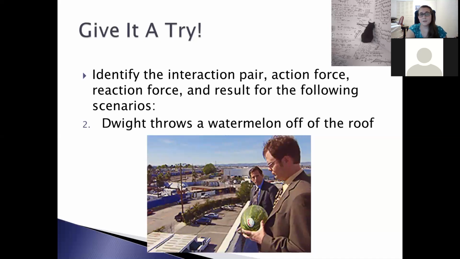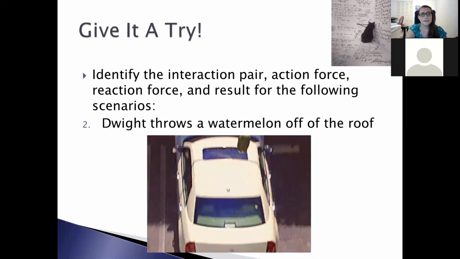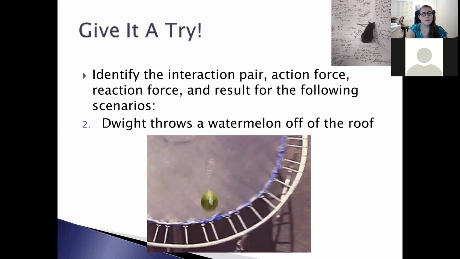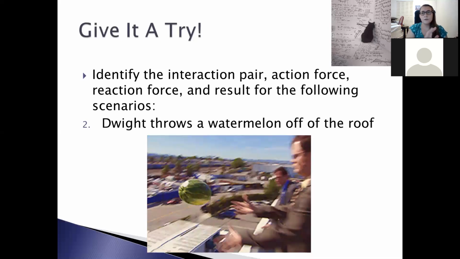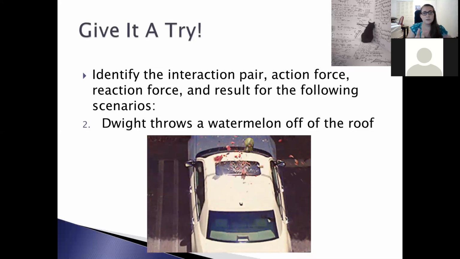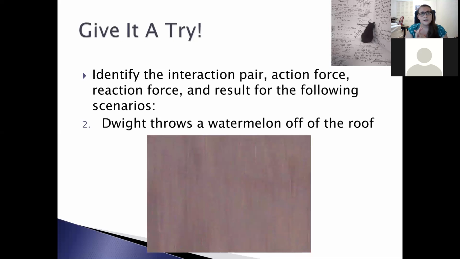Be careful, remember, reaction force is not the same thing as result. Colby, I like your answer the best. The force exerted on Dwight by the melon. Right, if the action force is that Dwight is exerting a force on the melon, and the reaction is that the melon is pushing back on Dwight's hand, right?